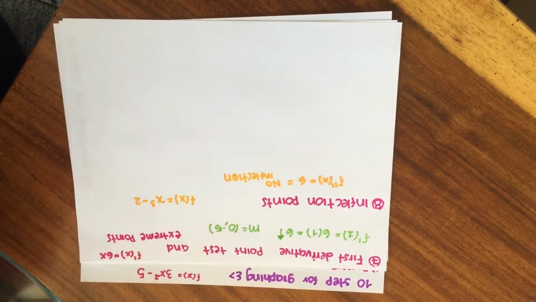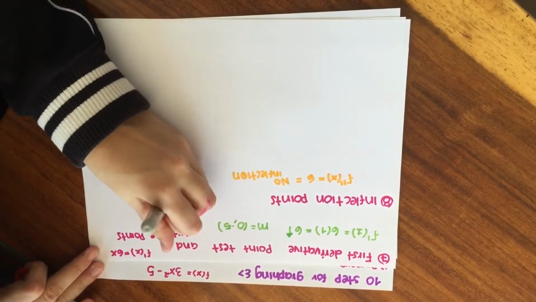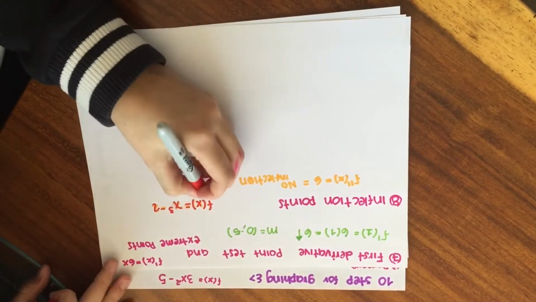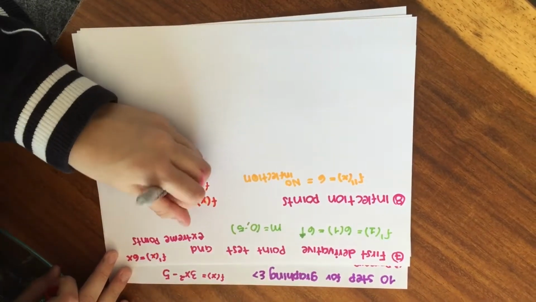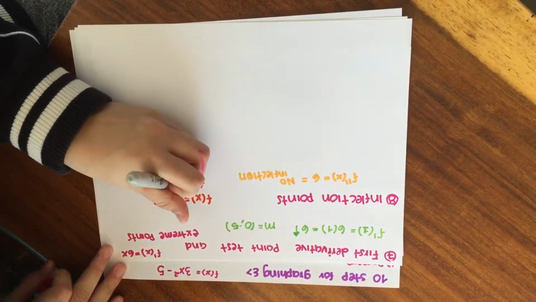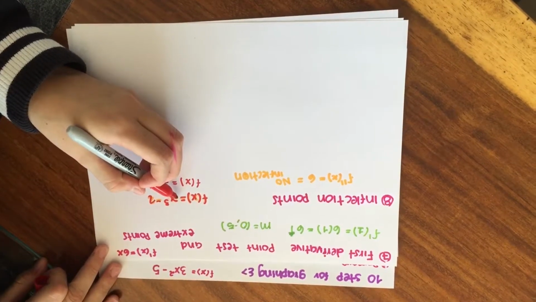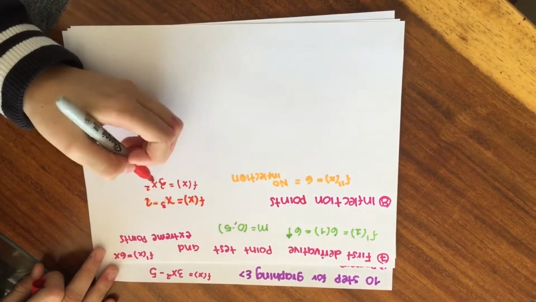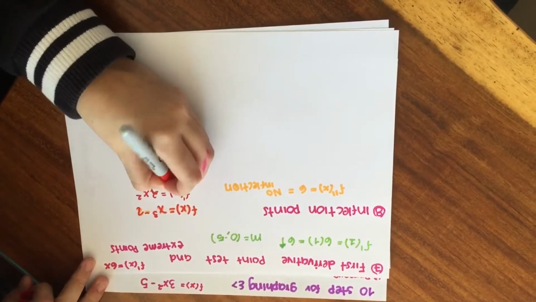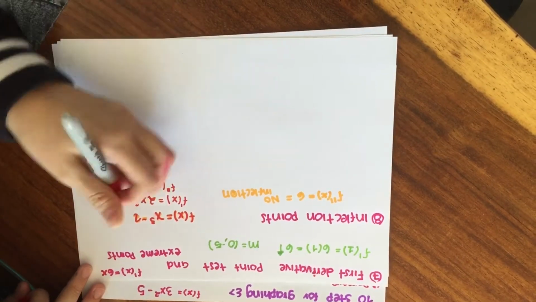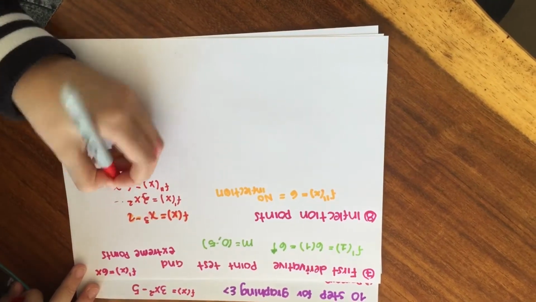I will use another color so you can notice the difference, okay? So we derive: f prime of x is equal to 3x squared, this is the power rule, 3 times 1, it's 3, and we subtract 1, okay? So this is our first derivative, and our second derivative is 2 times 3, 6x, okay?